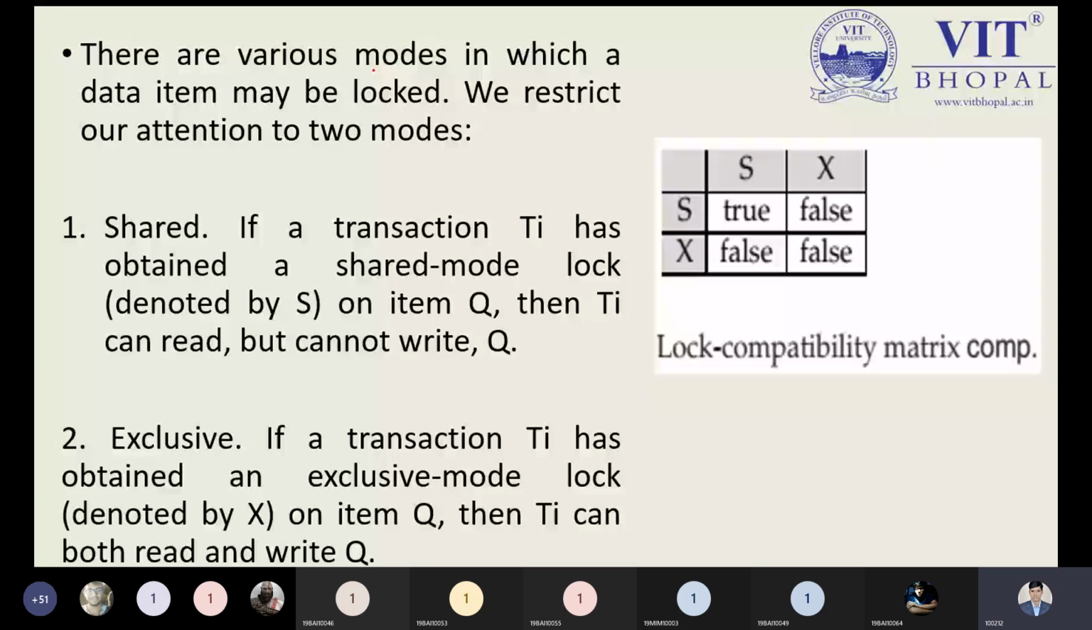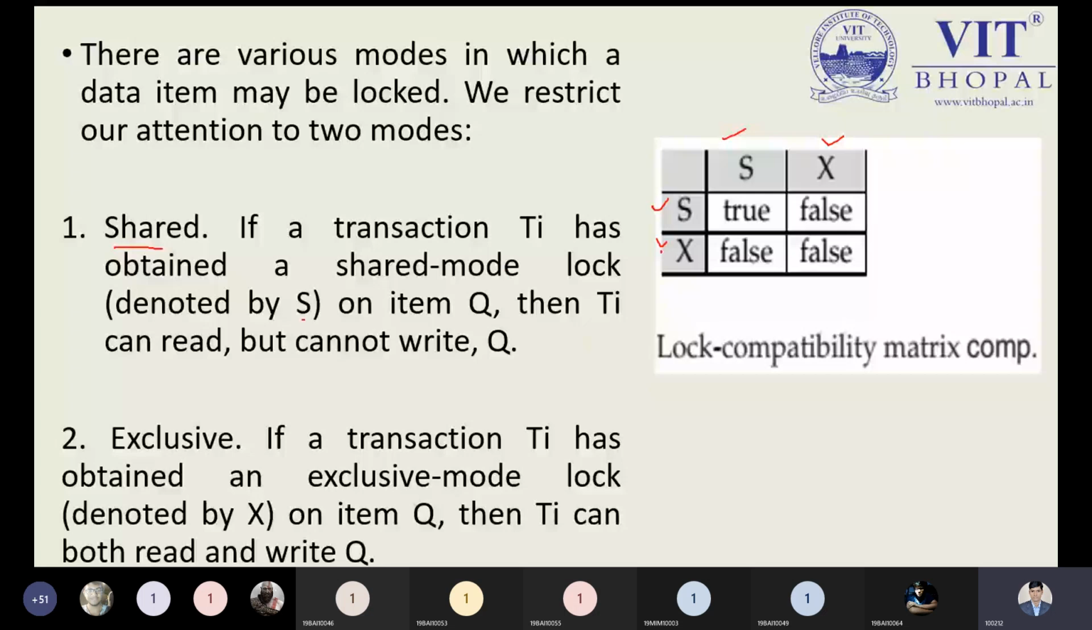Okay, so this is the shared mode, and this is the exclusive mode. Now let me clear this once again. Shared mode: if a transaction Ti has obtained a shared mode lock, denoted by S, on the data item Q, then transaction Ti can read but can't write Q.